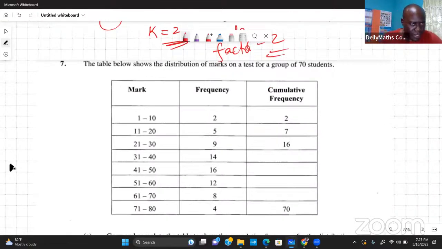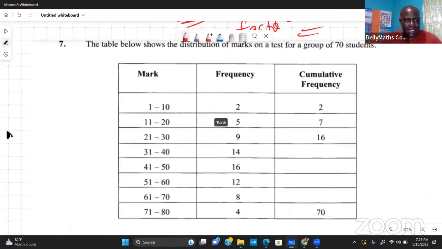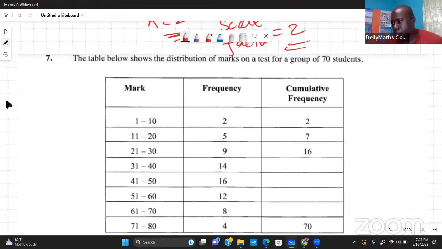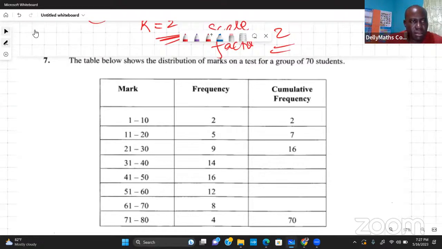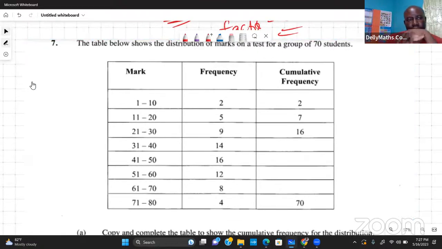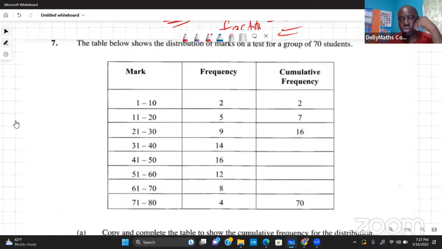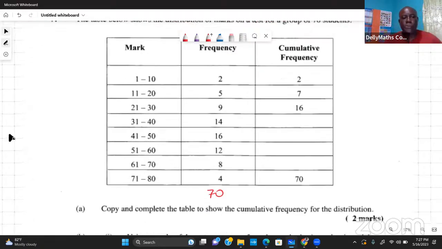We're looking at a cumulative frequency question now. Statistics, trying to do as many ideas as possible in this last class before the exam. So we say here that the table below shows the distribution of marks on a test for a group of 70 students. So we know that the total is 70. Now watch this. The question says, copy and complete the cumulative frequency distribution.